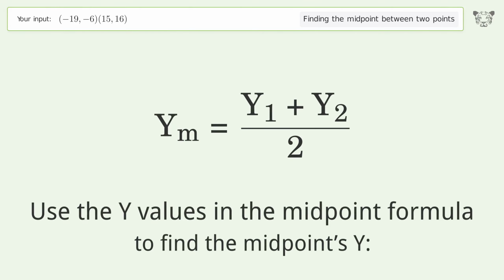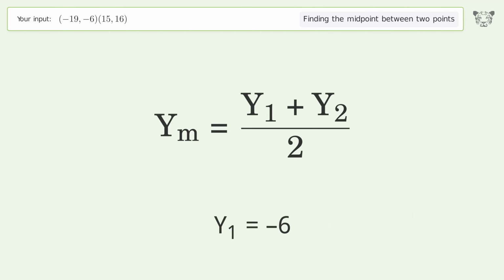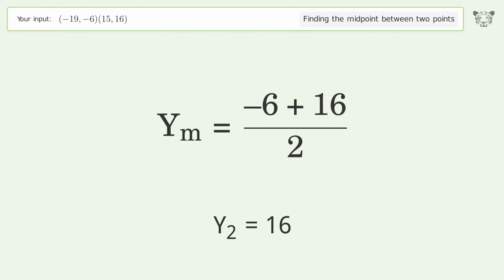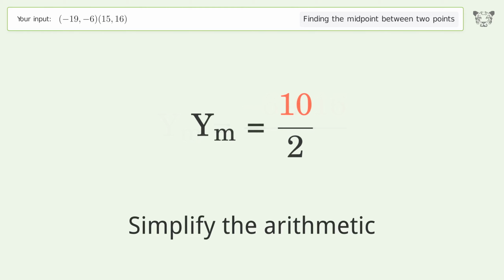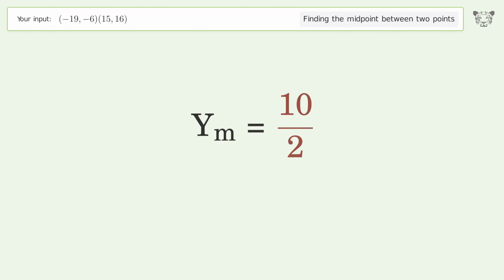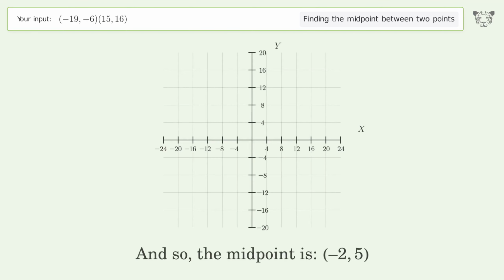Use the y values in the midpoint formula to find the midpoint's y. y1 equals -6. y2 equals 16. Simplify the arithmetic. And so, the midpoint is -2, 5.